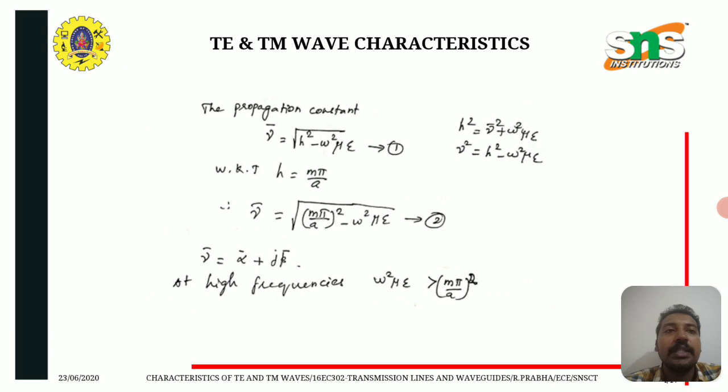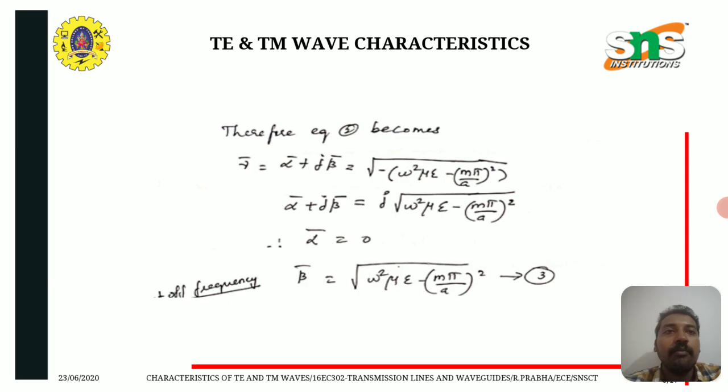At high frequencies, omega square mu epsilon is greater than (m pi by a) square. Therefore, equation 2 becomes gamma equal to alpha plus j beta equal to square root of minus of (omega square mu epsilon minus (m pi by a) the whole square). By equating these equations, we get alpha equal to 0 and beta equal to square root of omega square mu epsilon minus (m pi by a) the whole square.